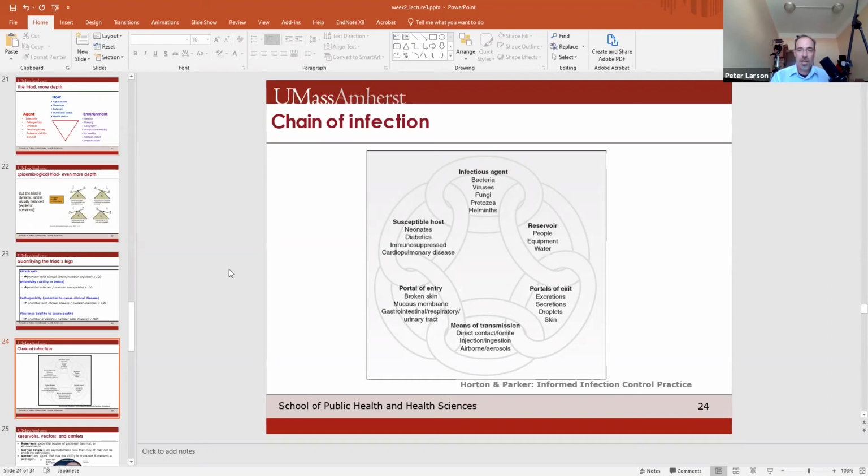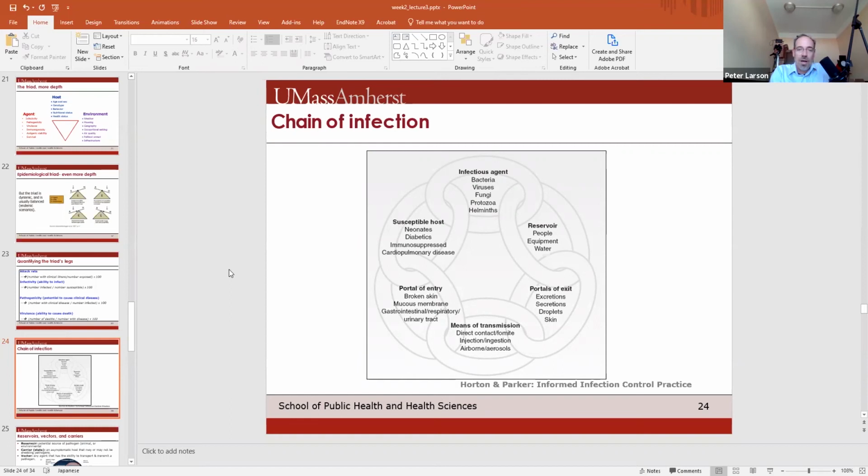Portals of exit: excretions, secretions, droplets, skin. So this is masks, right? We're trying to break the chain of infection by limiting the number of excretions that people expose other people to. Means of transmission: direct contact, fomites, injection, ingestion, airborne aerosols. So things like cleaning surfaces, for example, would be a way of breaking transmission here.